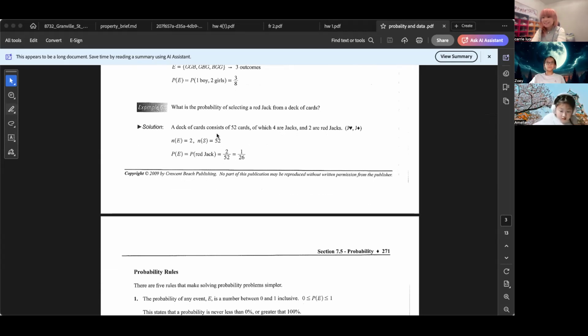Two, yeah, because the diamonds and the hearts are both red in color, right? The spades and clubs are black in color, correct? So that's why it's 2 out of 52, which is 1 over 26. Get it?